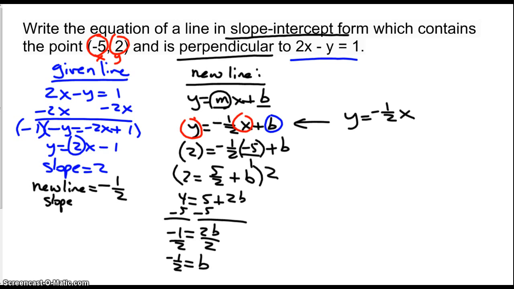But now I know b also has to be negative 1/2. So I'll plug that in, and now I have an equation, and it's in slope-intercept form. So just to be clear what we did here, we took the given line and we found its slope because I needed to use its slope to find the slope of a line perpendicular. So I took a negative reciprocal, and that's what I plugged in for the slope in the new line.